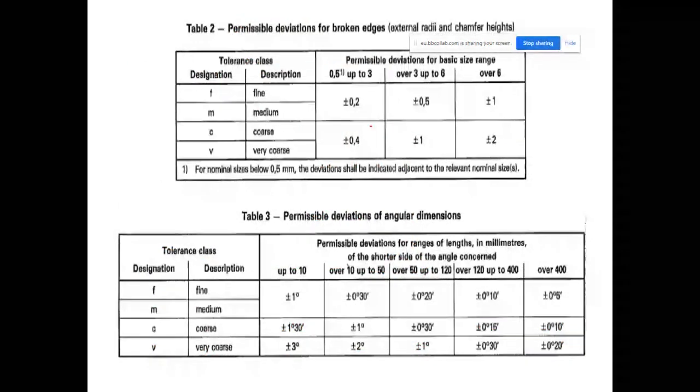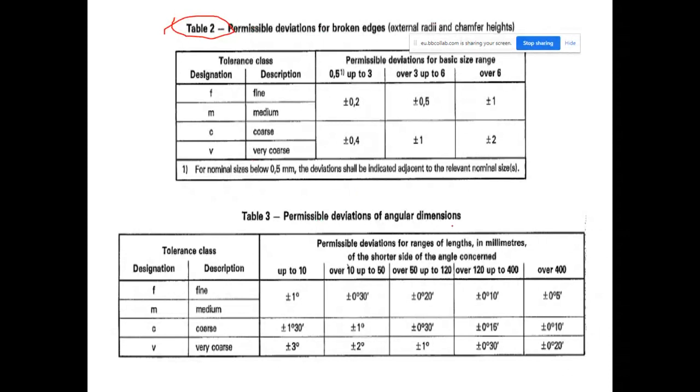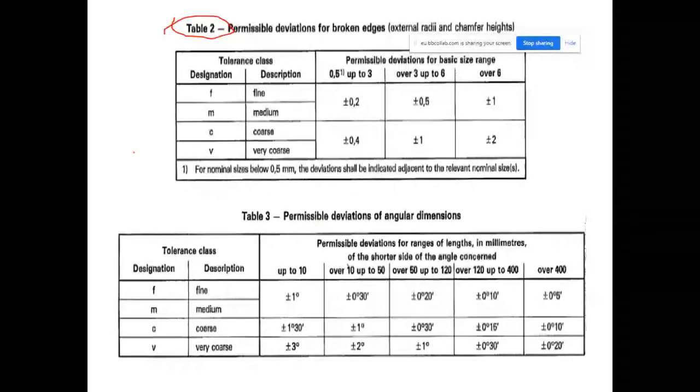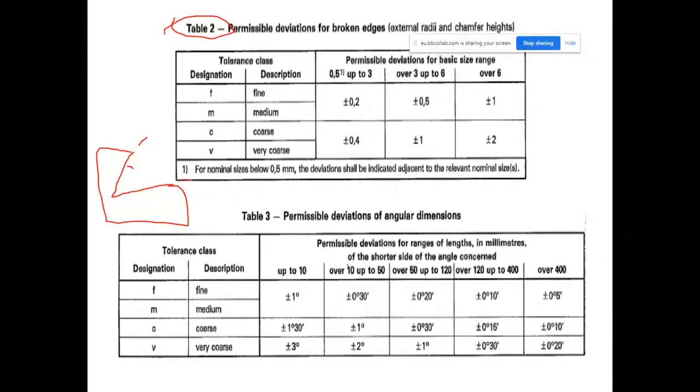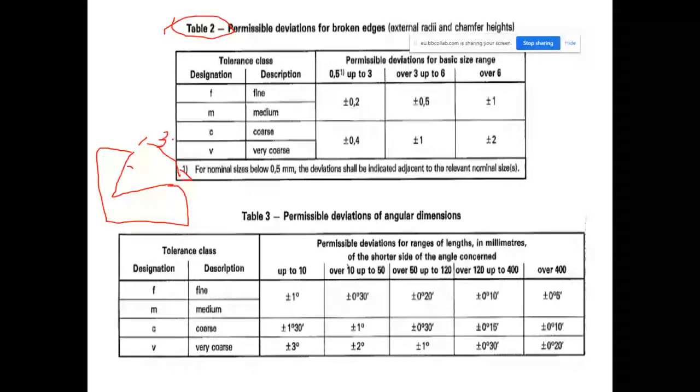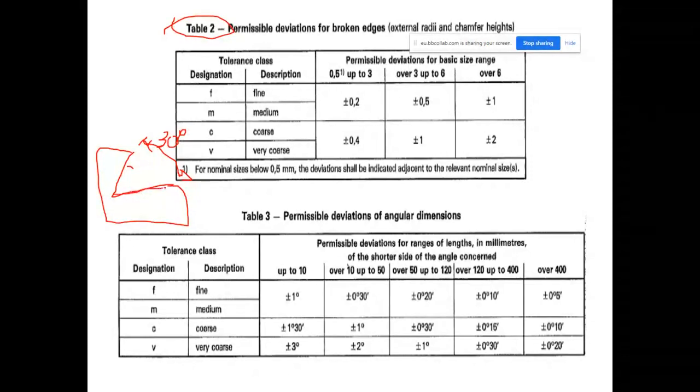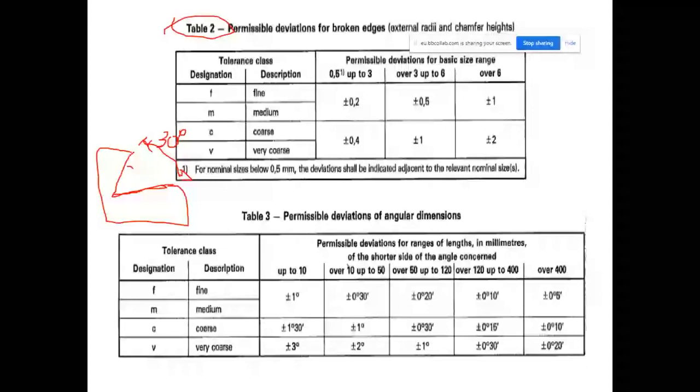To determine the upper lower limits of external radii and chamfer heights, the table is the second table. Okay, to determine the upper lower limits for the angles, for instance, there is a projection of an object, and we'll say we have an angle. Say that it is 30 degrees. Angle has been shown like this, 30. Okay, it is the size of the opening between these two inclined surfaces.